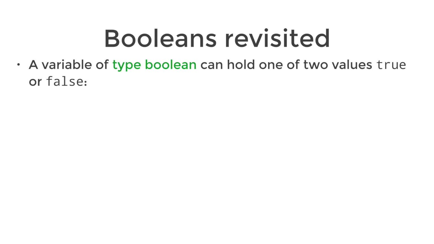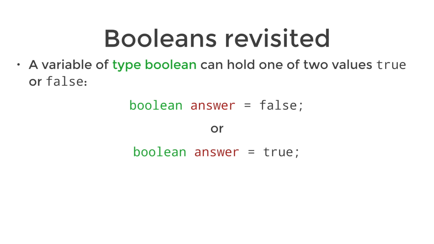Remember booleans? Booleans are a type of data that can only hold one of two values, true or false. So if you have a Boolean variable called answer, it can equal false or it can equal true. It cannot hold any other values.